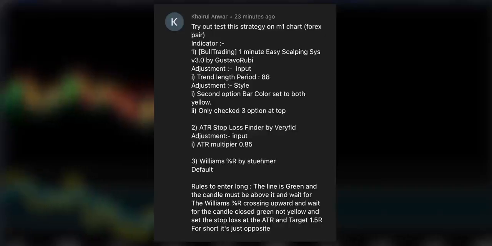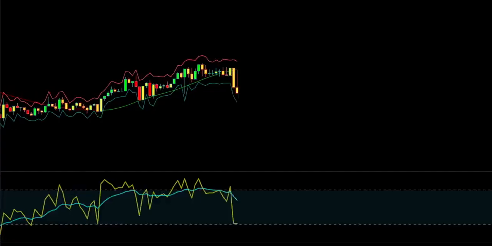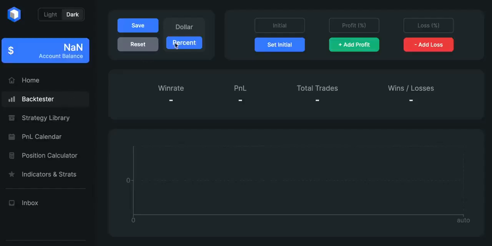I recently got a comment from one of you guys to backtest a strategy on the 1 minute time frame. The creator of the strategy, Kyril Anwar, says that it works well on forex pairs, so let's actually backtest this strategy on Kiwi Yen 1 minute chart with an initial account size set at $1,000 with 2% risk of our account per trade and 1 to 1.5 risk reward ratio.